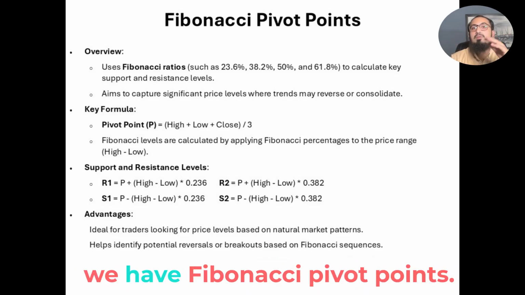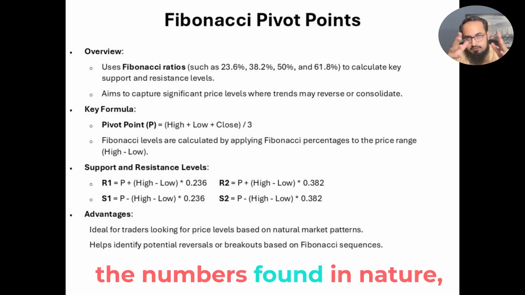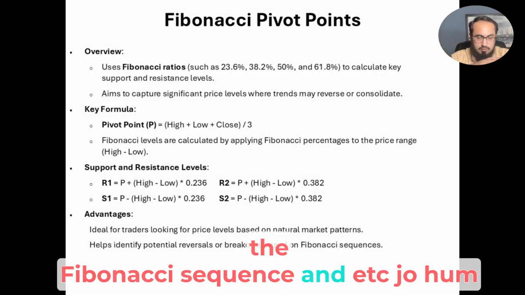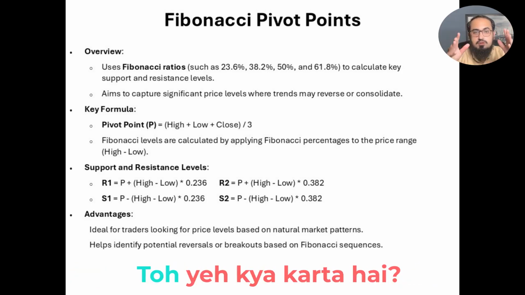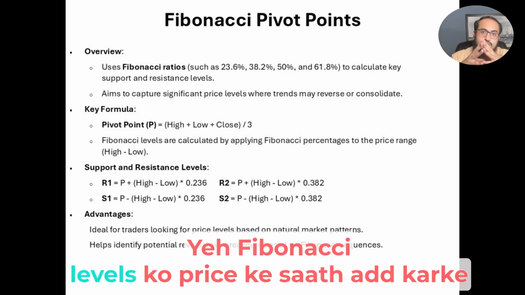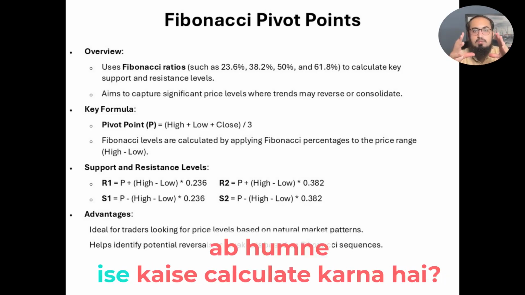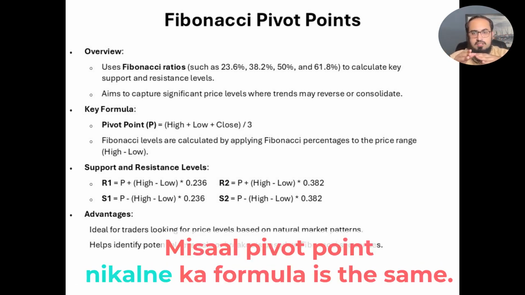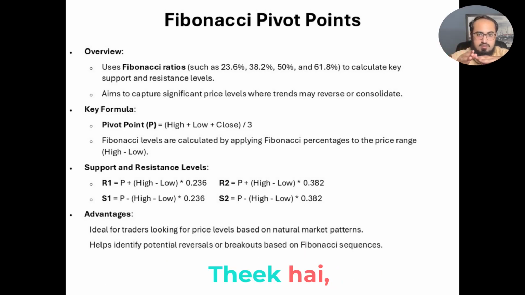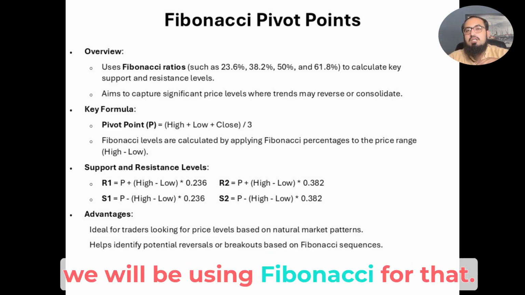And last but not least, we have Fibonacci pivot points. Fibonacci, as we discussed, the numbers found in nature, the Fibonacci sequence, and so on, which we have discussed before. So I will not discuss it. So what does this do? It adds Fibonacci levels to the price and calculates them. Okay, now how do we calculate it? For example, the formula for calculating the pivot point is the same, but to find R1, R2, S1, S2, we will be using Fibonacci for that.